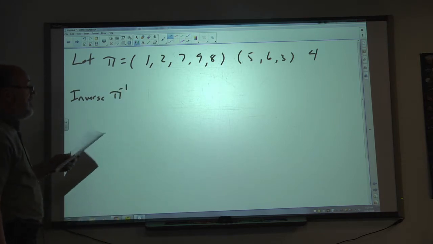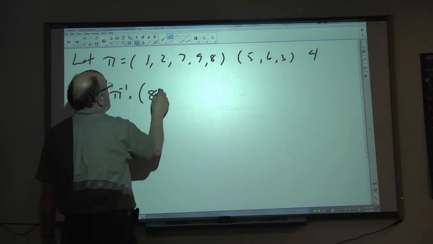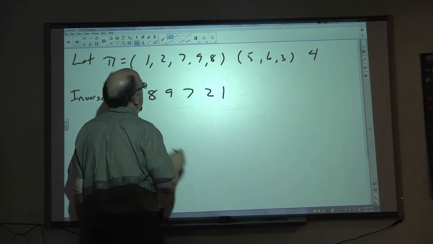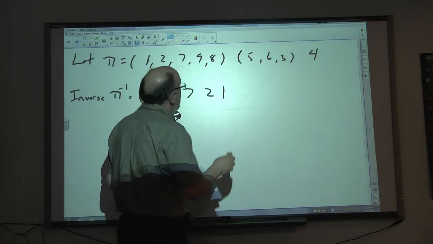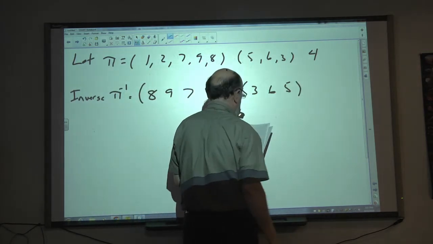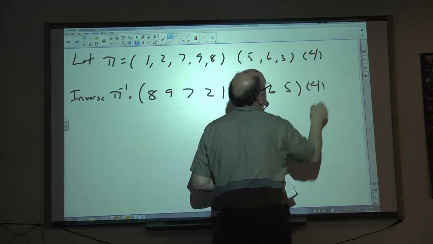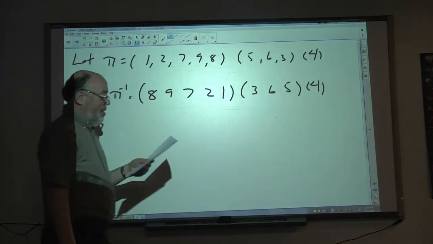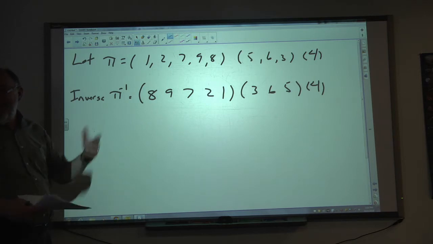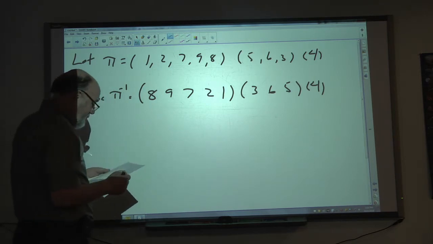Nothing really tricky, because all you gotta do to write the inverse here is take the numbers I had, change the order, okay? That's how we get the inverse. And then, of course, we still have 4 out here. 4 is by itself, right? Well, we get our inverse. So all I gotta do to write the inverse of a cycle is just flip the numbers, right?